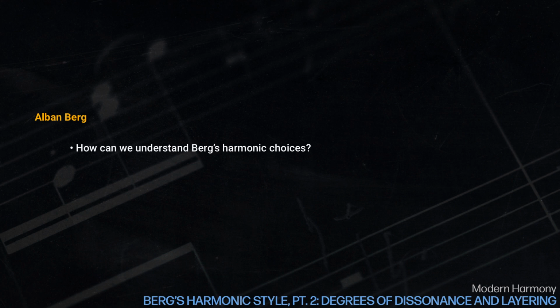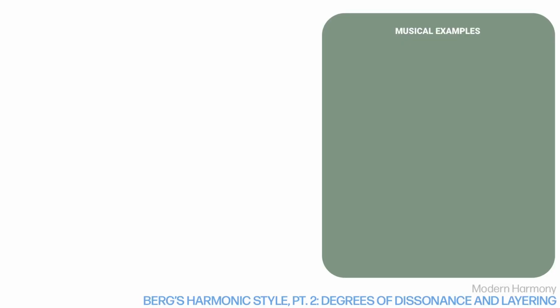In our last lesson, we looked at how Berg uses the series in his violin concerto. But as we've seen, there are substantial parts of the piece that don't refer to the series. How can we understand Berg's harmonic choices in those parts? And even in the parts of the piece that do refer to the series, why one choice as opposed to another? Before we go into detail, an important concept: degree of dissonance.